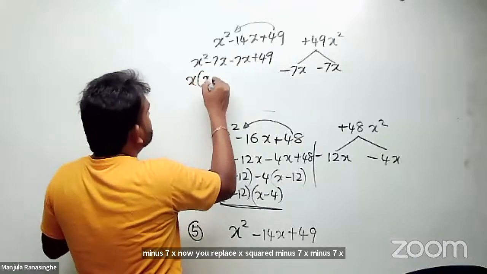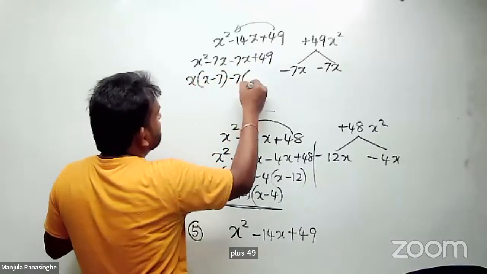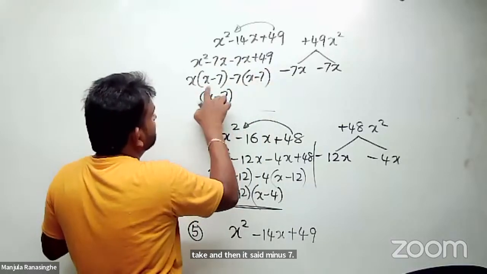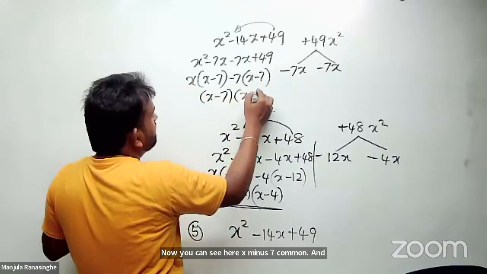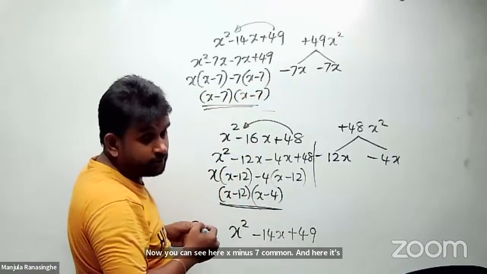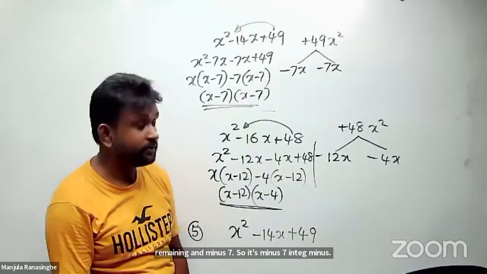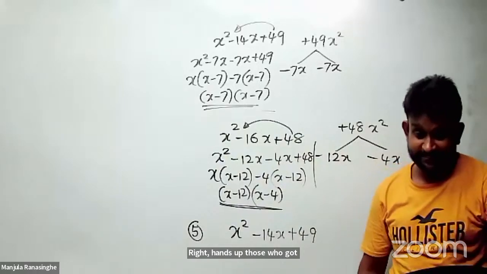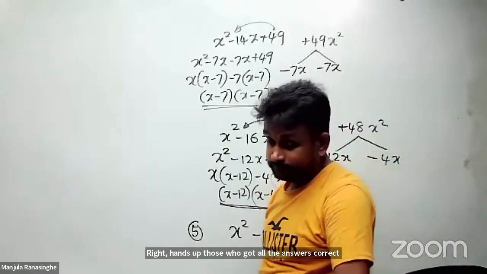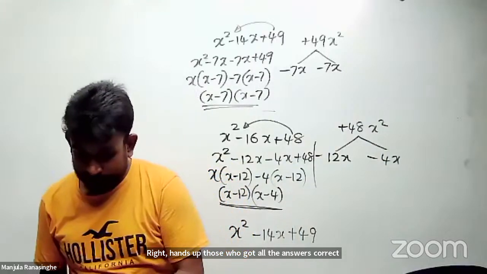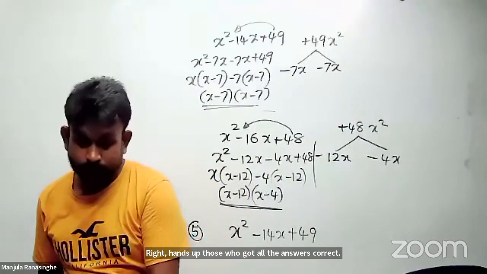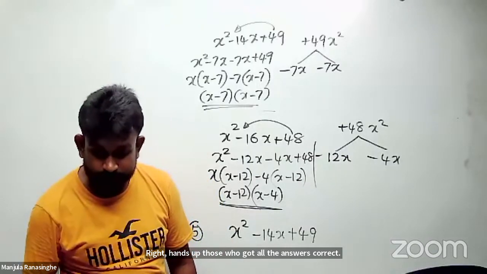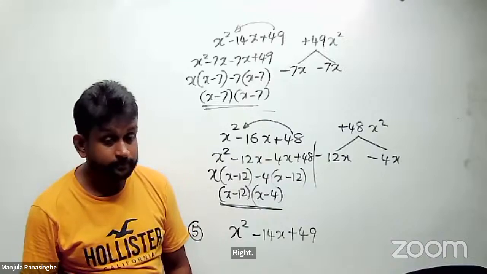Now you replace it with x squared minus 7x minus 7x plus 49. Then 2 by 2 take out: x minus 7. Here minus 7 taken, then x minus 7. Now you can see here x minus 7 is common, and here x remaining and minus 7. So x minus 7 into x minus 7. Right. Hands up those who got all the answers correct. Great. Well done.